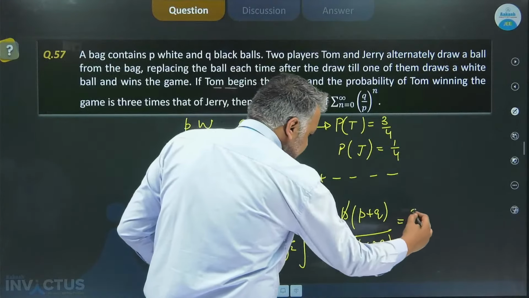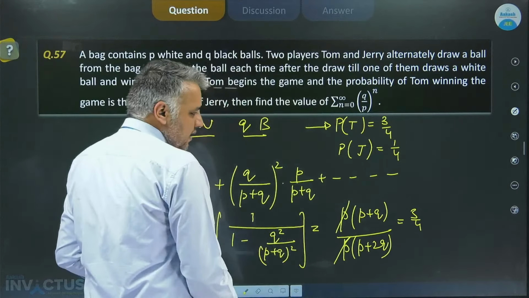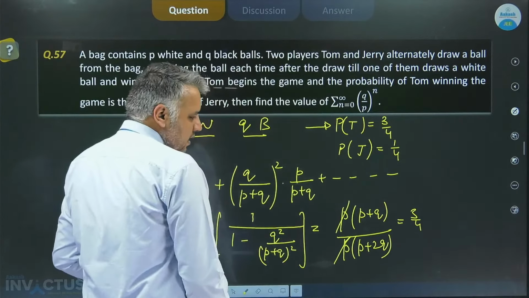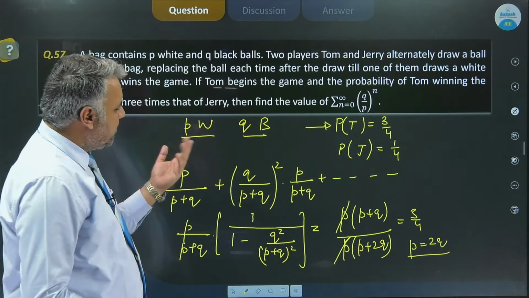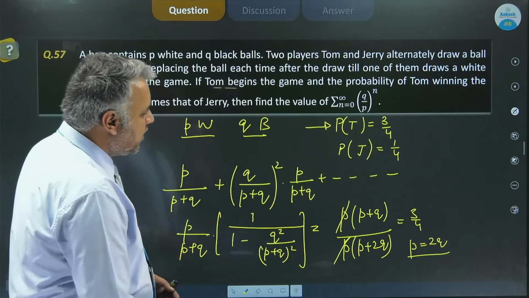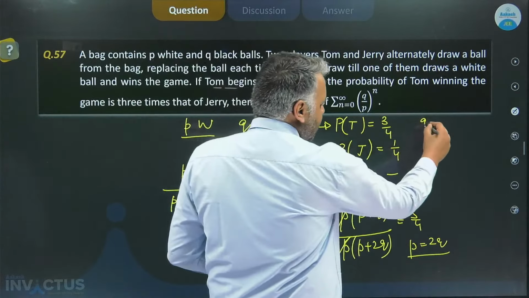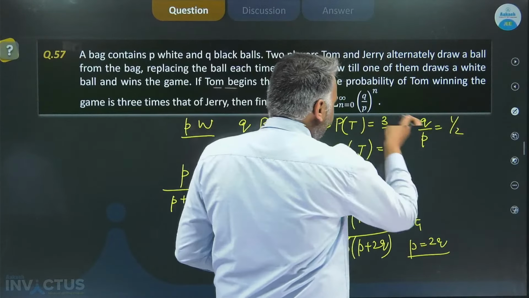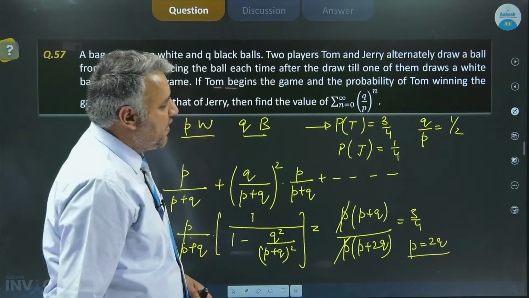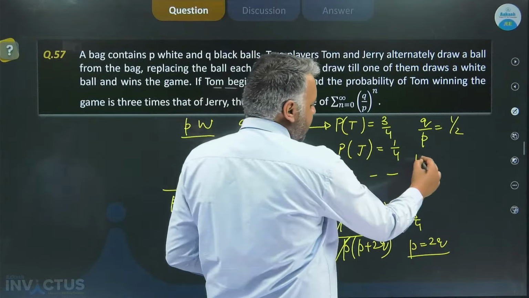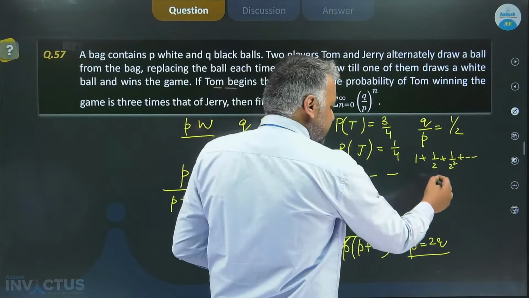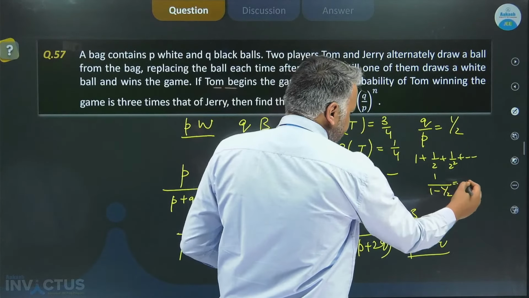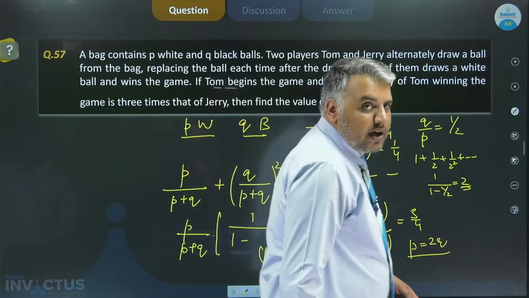Now this probability is given as 3/4. From here you can see that P is equal to 2Q. That is, the number of white balls in the bag was double the number of black balls. So we got the ratio of Q by P, which is half. If Q by P is half, then again we have to find the sum of an infinite GP which starts from 1, so 1 plus half square and so on. So the answer is obviously 1 upon 1 minus half, and that is 2. So the answer must be 2.